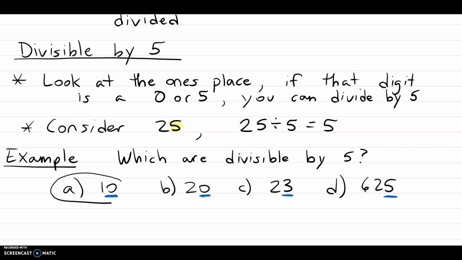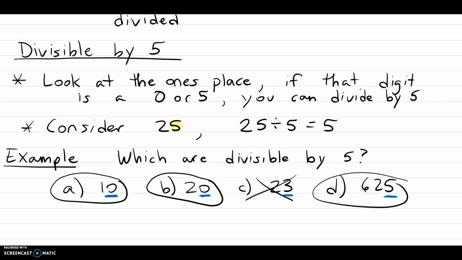So A is divisible by 5, you can do 10 divided by 5. B is divisible by 5, you can do 20 divided by 5. C would not work, that ends in a 3, so you can't divide 23 by 5. And then D, that ends in a 5, 625, can be divided by 5. So when you're looking for if something is divisible by 5, you look at the ones place value. If that digit is a 0 or 5, you can divide by 5.